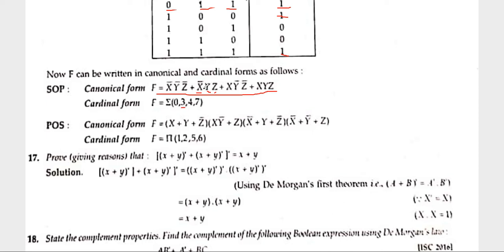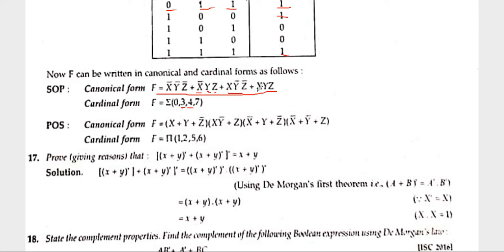Why do you get 3 here? Because x complement is 0 and y is 1, z is 1. So for this particular min term, the binary expression is 0, 1, 1, and when 0, 1, 1 is converted into decimal form, you get 3. In a similar manner, here you get 1, 0, 0 for this term. 1, 0, 0 is the binary number, and 4 is the respective decimal number.